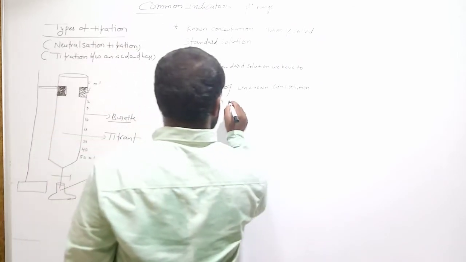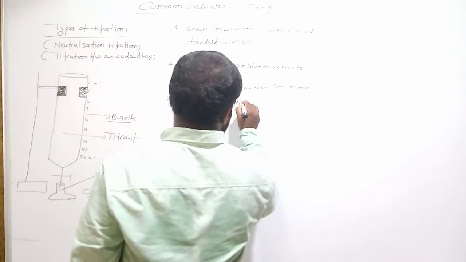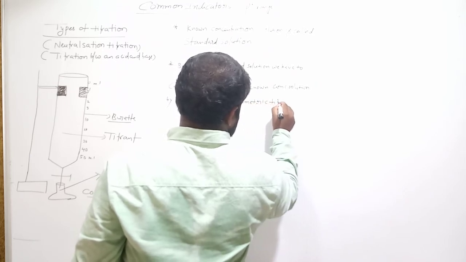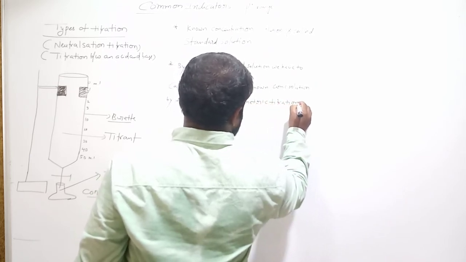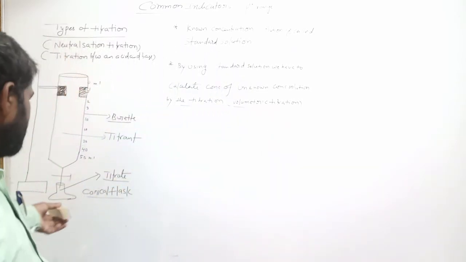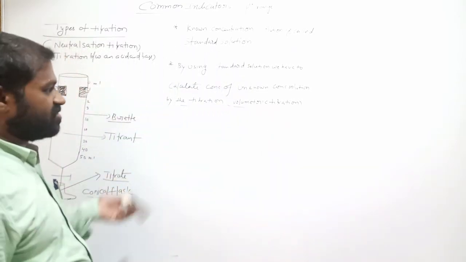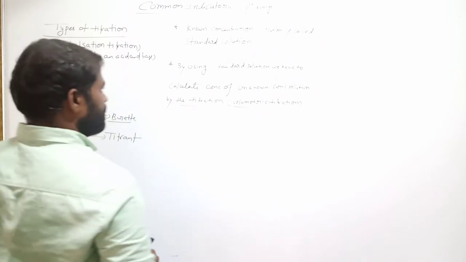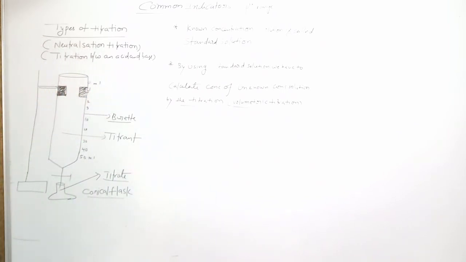So we call it volumetric titrations. What is the name of the titration? Volumetric titration. Volume 10 ml, 20 ml, here 20 ml, keeping the conical flask like that. So we measure volume here, so we call it volumetric titrations. Okay, is it clear?